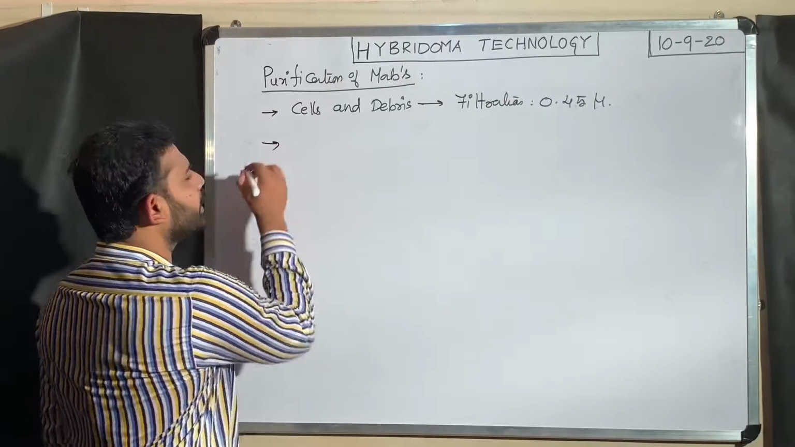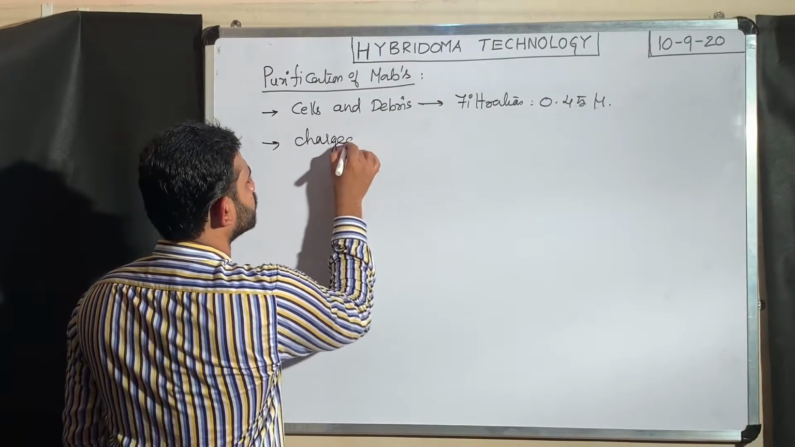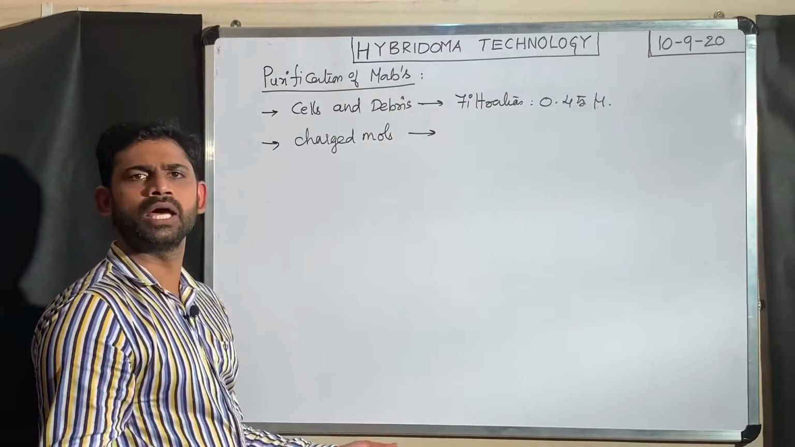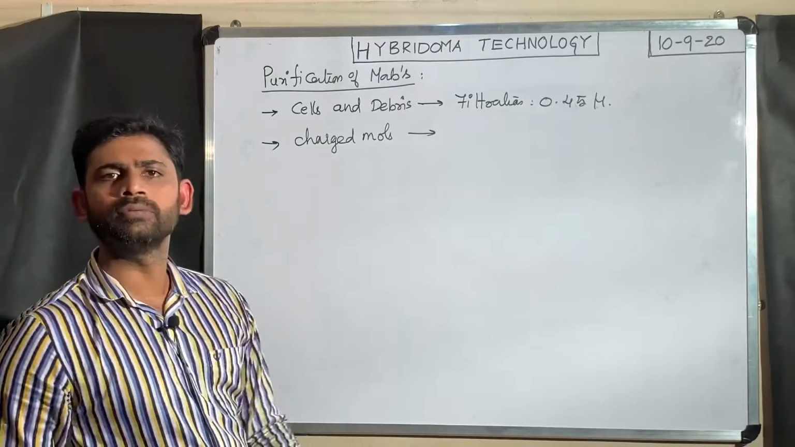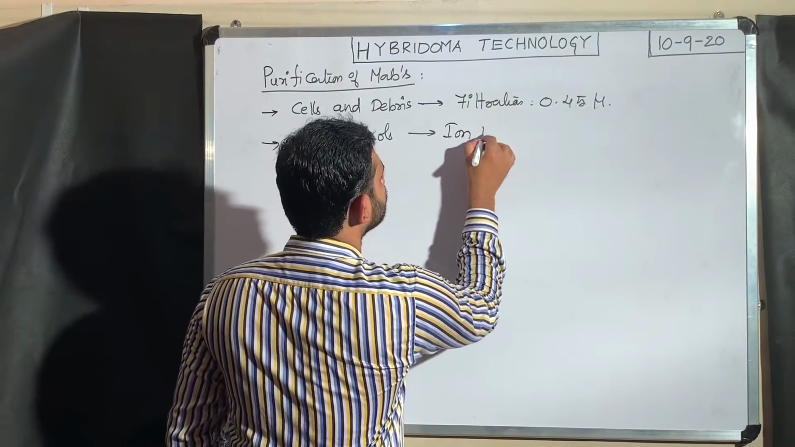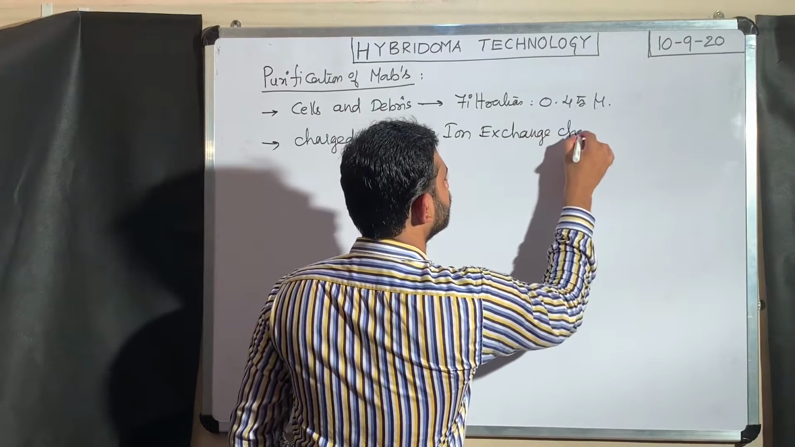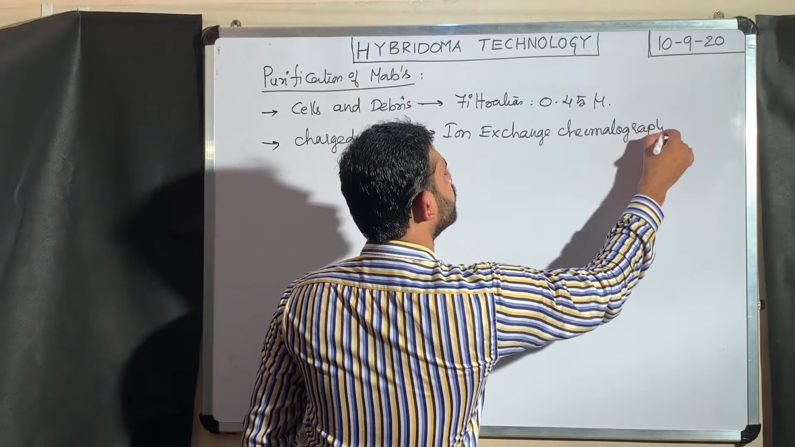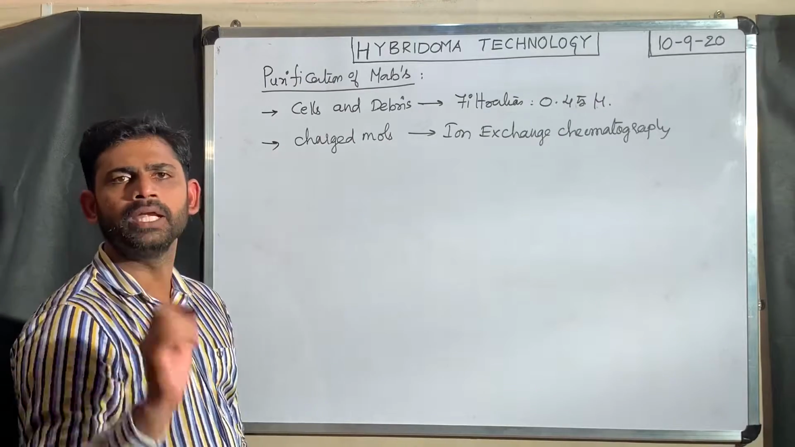The next one is that different charged molecules are there. These are charged, either positively charged or negatively charged, either cations or anions. These charged molecules can be removed by ion exchange chromatography. Ion exchange chromatography is used for removing charged molecules from the medium.